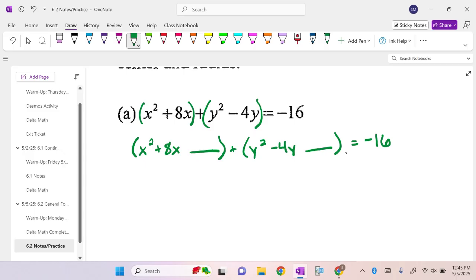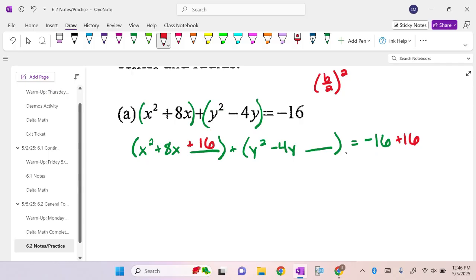So what will be my new c value for the x's if we do b over 2 all squared? It'll be 16. 8 divided by 2 is 4. 4 squared, 16. Now, when I add 16 to this side, what do I got to do to the other? Add 16.